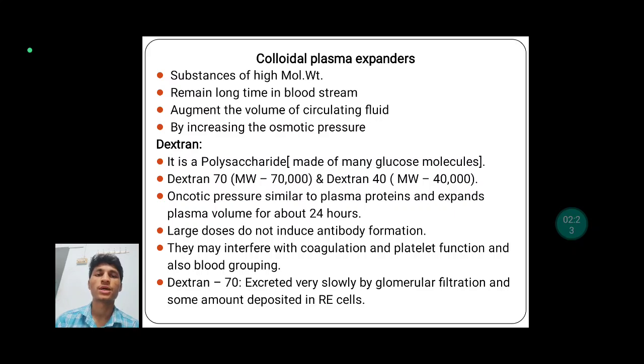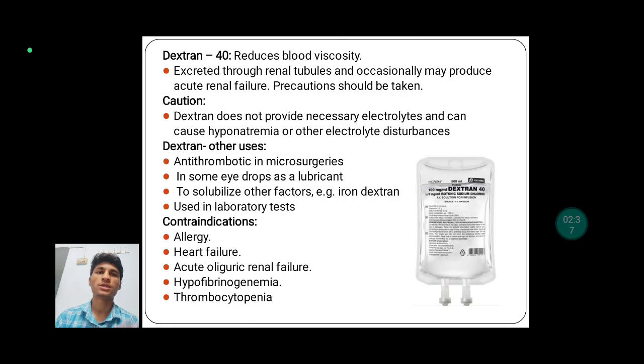First we talk about dextran 70. Dextran 70 is excreted very slowly by GFR, and some is deposited in RE cells, meaning reticuloendothelial cells. The next slide is dextran 40. It reduces blood viscosity, is excreted through the renal tubules, and occasionally may produce acute renal failure, so precaution should be taken. Dextran does not provide necessary electrolytes and can cause hyponatremia or other electrolyte disturbance.